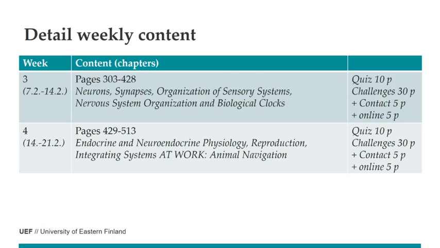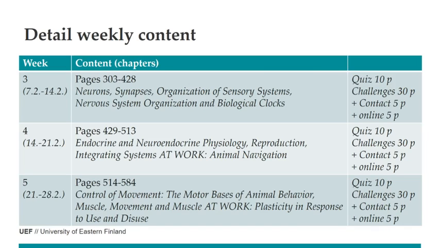Then the fourth week means that I'm going to consider endocrine and neuroendocrine physiology and reproduction. Because now we understand how our daily clock is working in week 3, and then in week 4 we can understand how it's affecting our annual cycles. And then in week 5, in the end of February, we will consider the control of movement and how the muscles are working when we are using or disusing them.